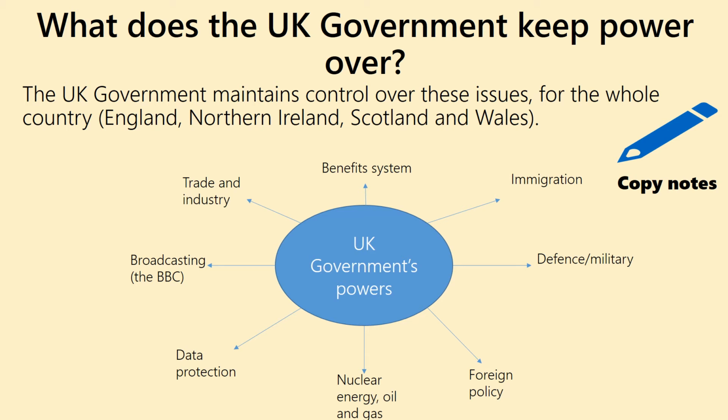They've got power over defence, which is the military, the RAF, the Army, the Navy. And they also have power over foreign policy, so this means that the UK government makes a lot of decisions about things in the wider world with other countries for the whole of the UK. They have powers over nuclear energy, oil and gas, and for data protection. They've got powers over the broadcasting for the UK, so that's the BBC. And they have power over the trade and industry of the UK. They get to make decisions about trade and trade deals.